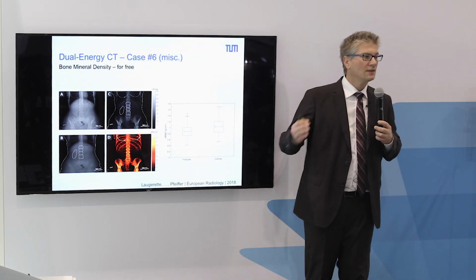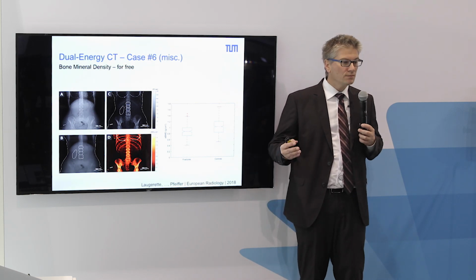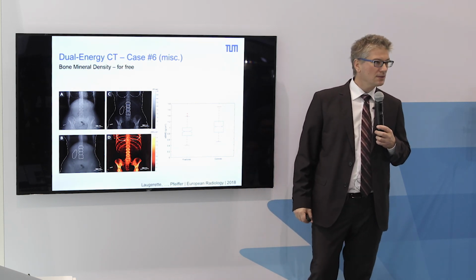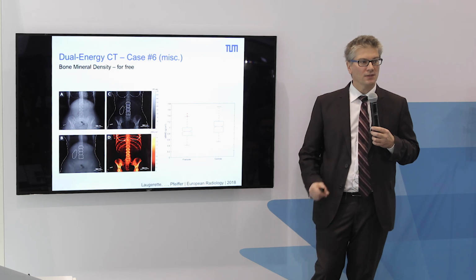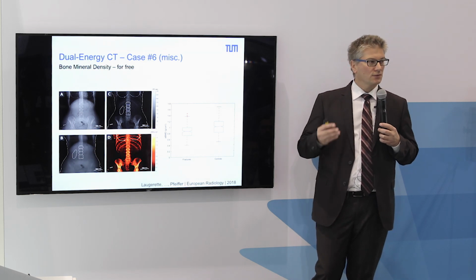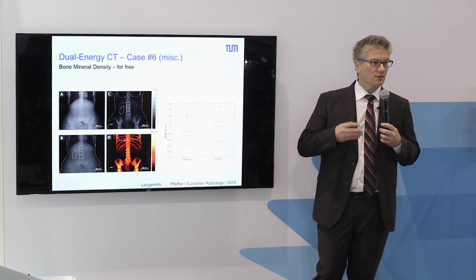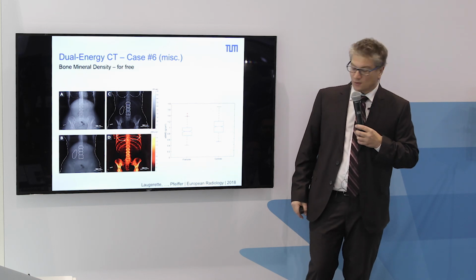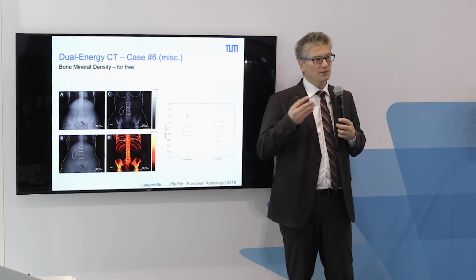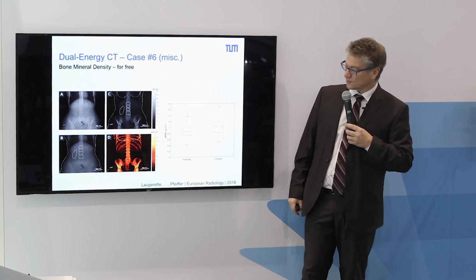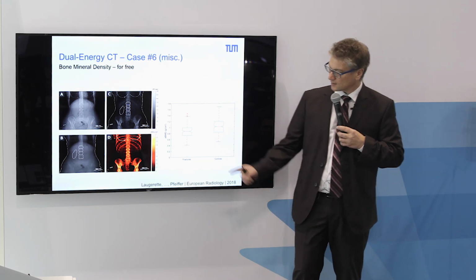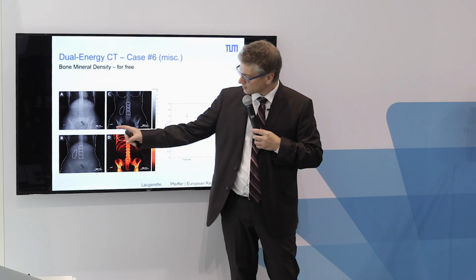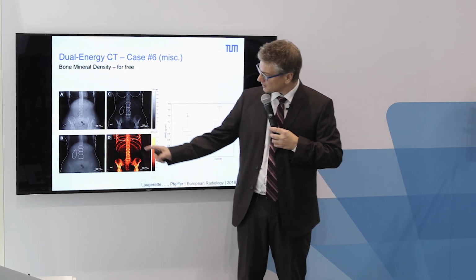You know DEXA probably, bone mineral density measurements. These are routinely done for figuring out osteoporosis or fracture risks and so on. Now, when you have two energies or a spectral detector, you can of course also do this at once. And this is shown here in a little test experiment that we did with patients.